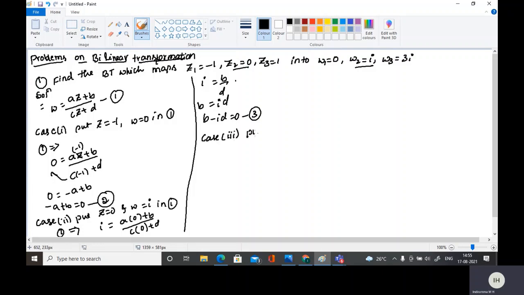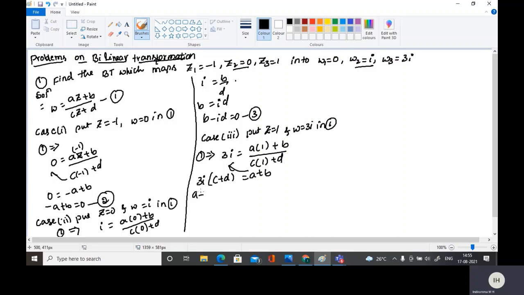Case 3, put z is equal to 1 and w is equal to 3i in equation 1. So equation 1 becomes 3i is equal to (a into z plus b) by (c into z plus d). Cross multiply. 3i into (c plus d) is equal to a plus b. So a plus b minus 3ic minus 3id equal to 0. So that is equation number 4.